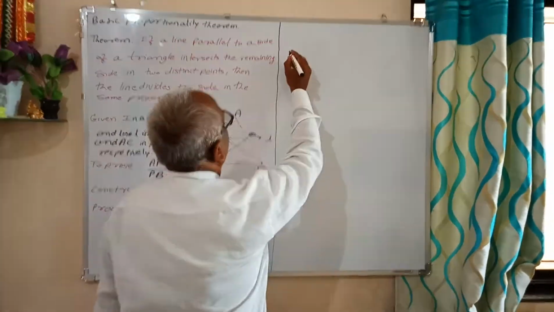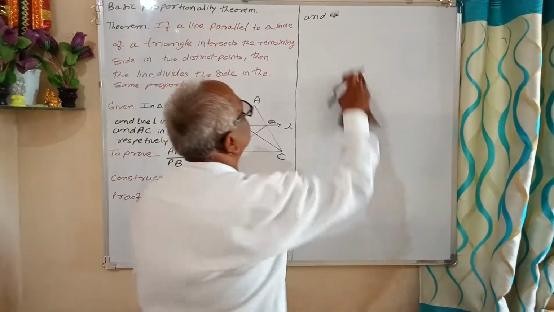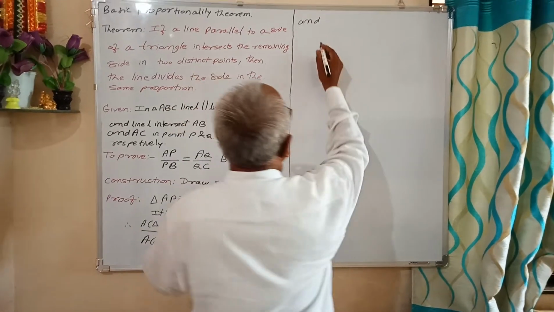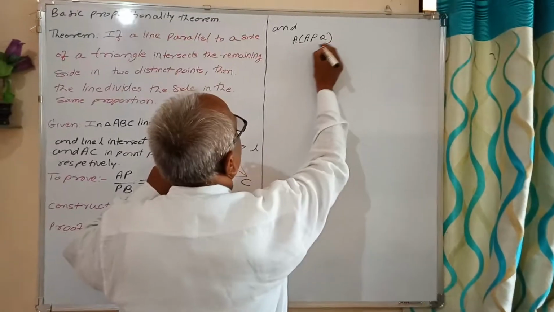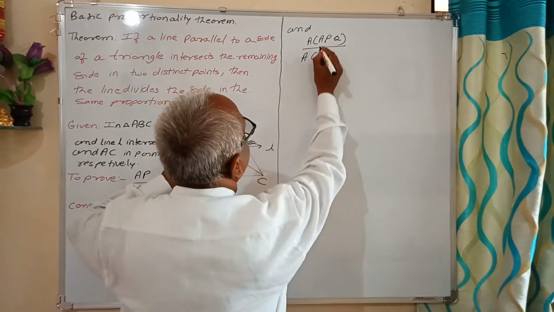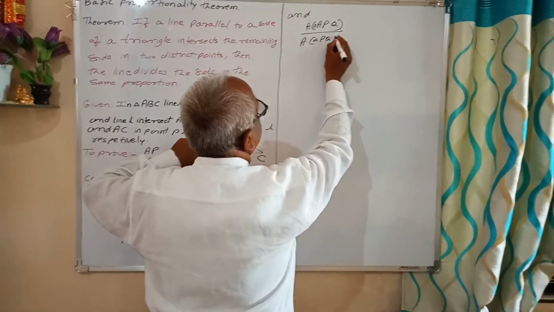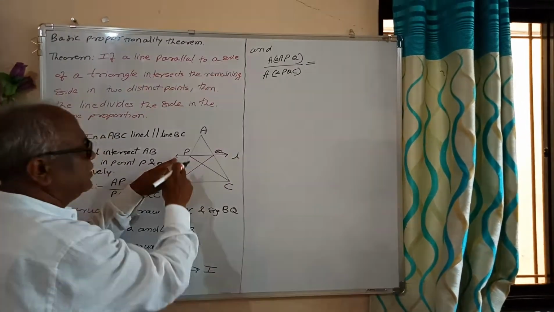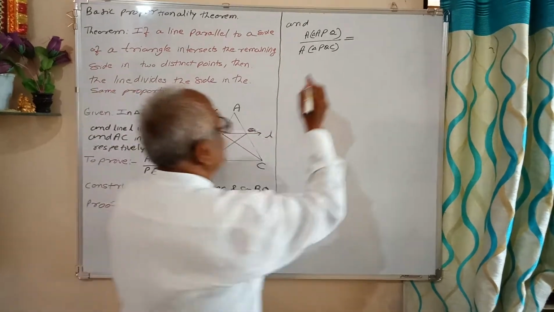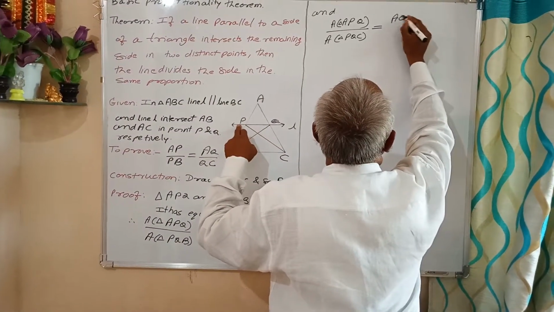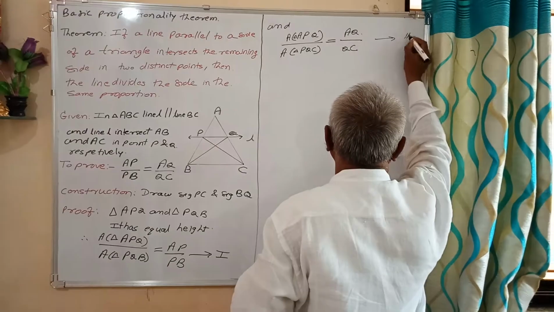Now, area of triangle APQ upon area of triangle PQC is equal to, here also the point P is common, so it is having a common height, so it is in proportion to their sides, that is AQ upon QC. This is equation number 2.